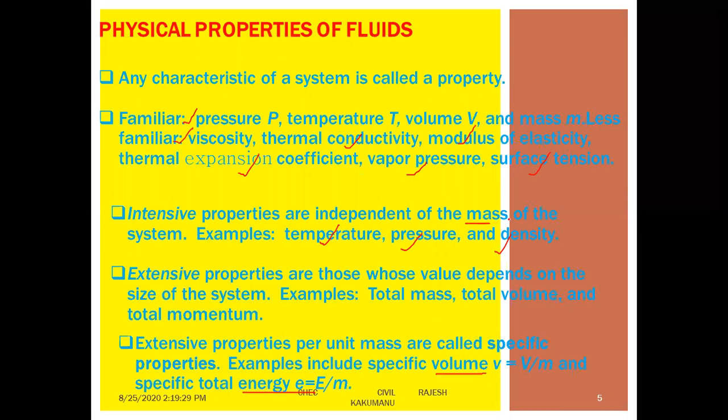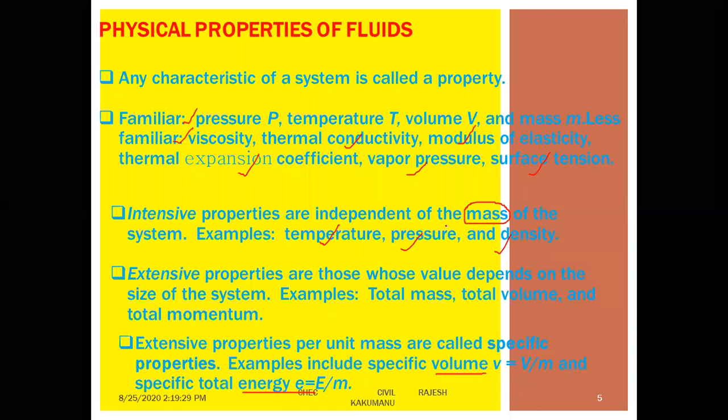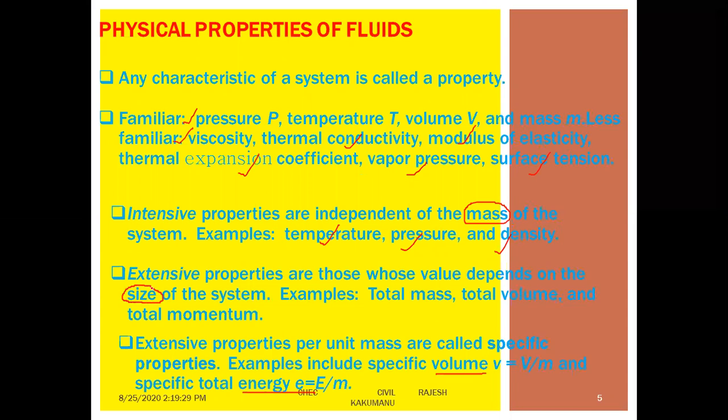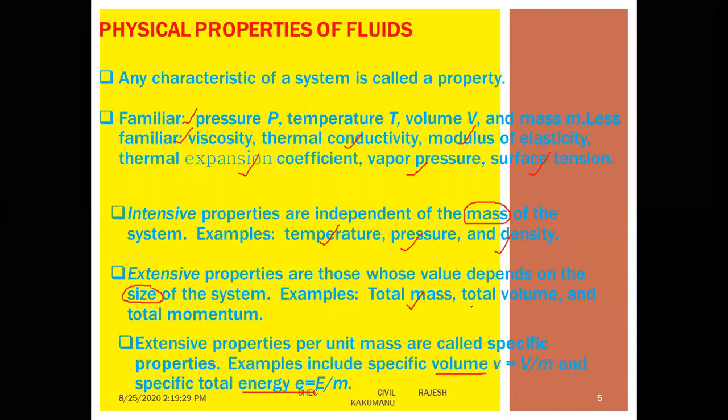ఇక్కడ దేని మీద డిపెండ్ అయింది? Depends on the mass of the system, whereas it depends on the size of the system. It depends upon the size of the system. What are the examples here? The total mass, the total volume and the total momentum.